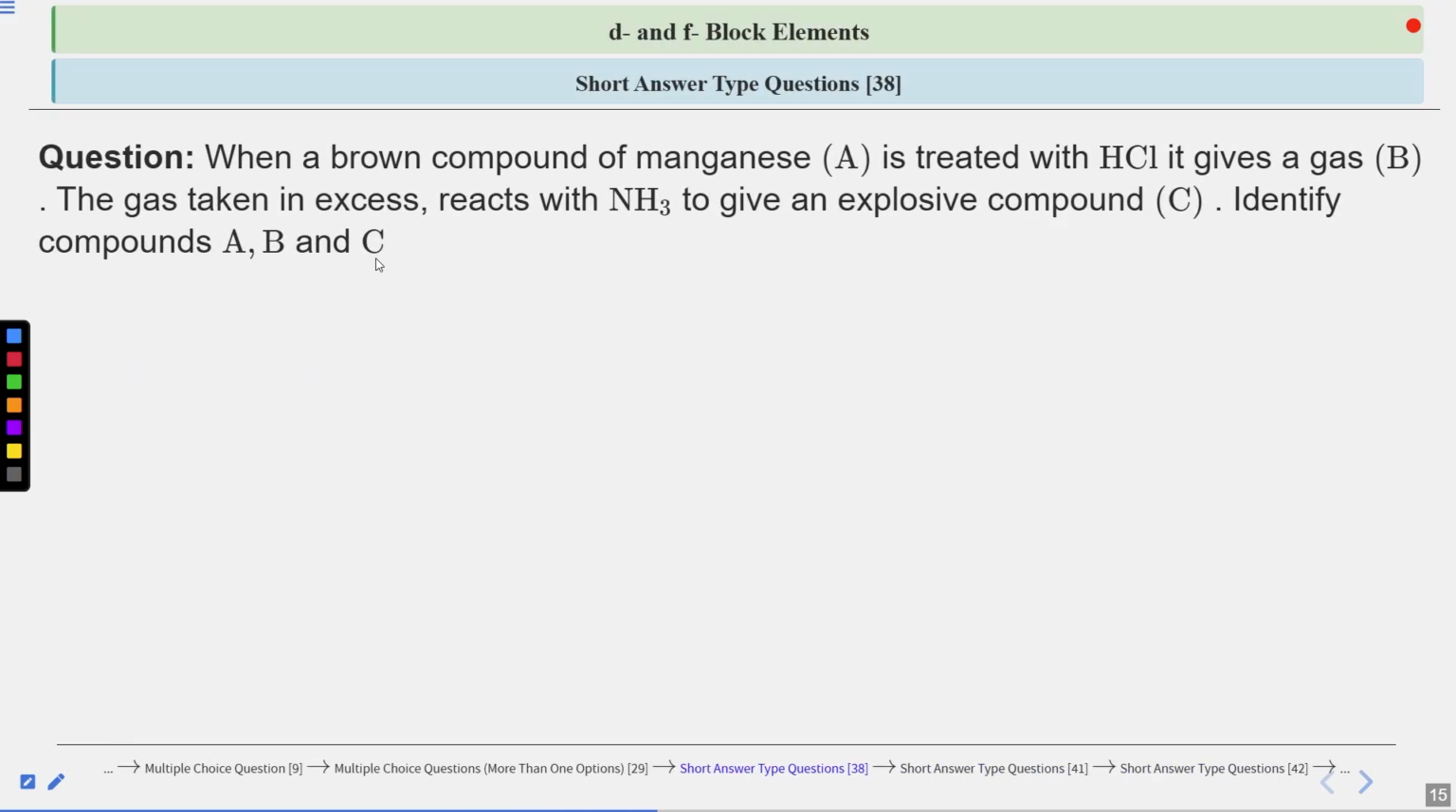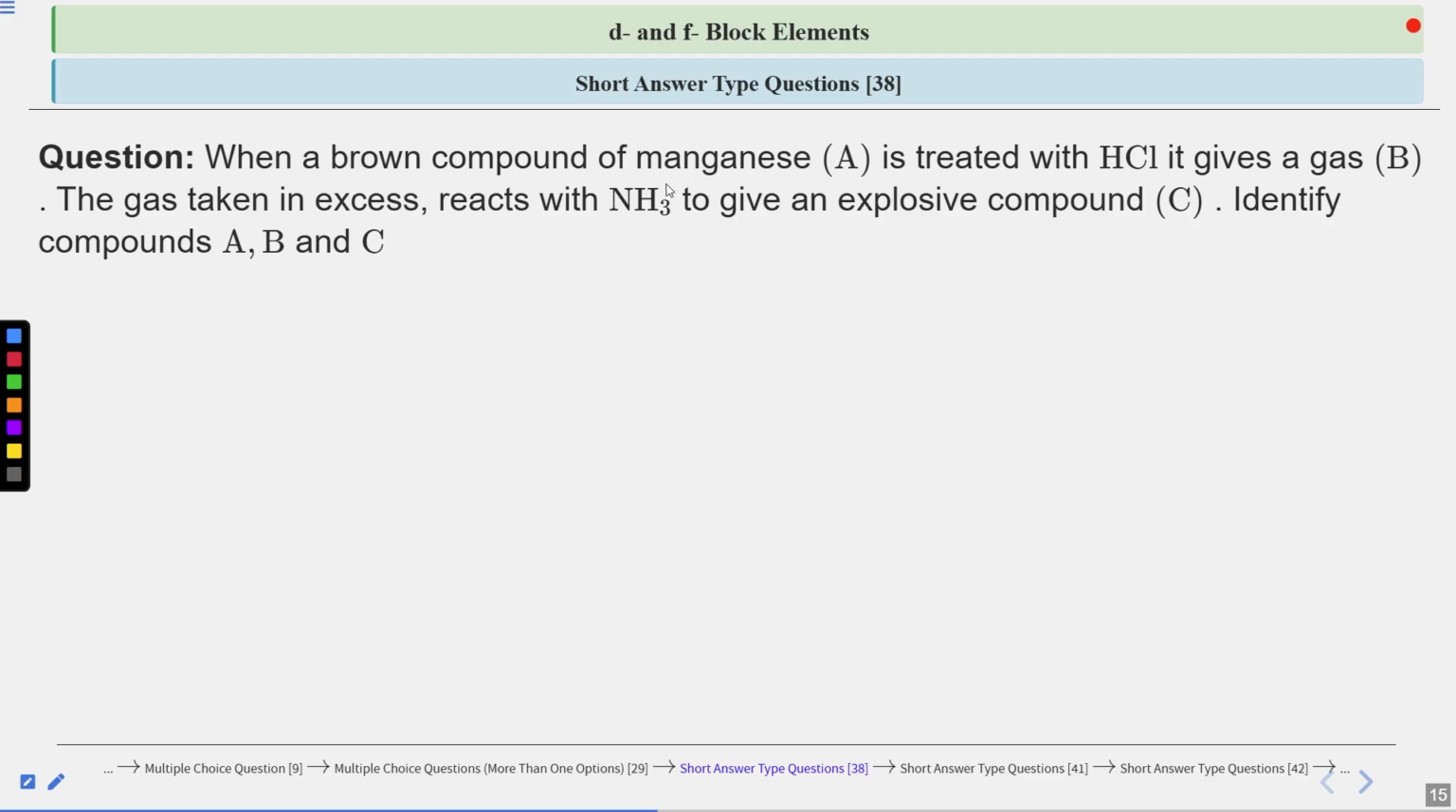This is a short answer type question, marked as question number 38 from the NCERT textbook. The question is asking that when a brown compound of manganese, let's say it is A, is treated with HCl, it gives a gas B. The gas, taken in excess, reacts with ammonia to give an explosive compound C. You have to identify the compounds A, B, and C.